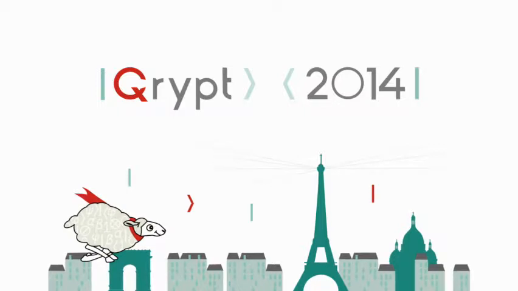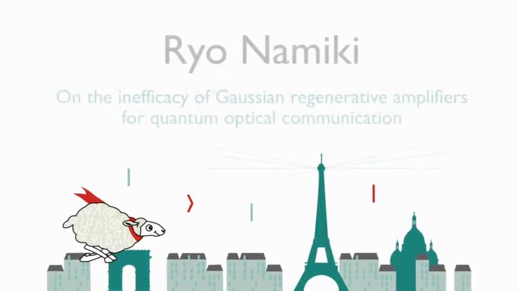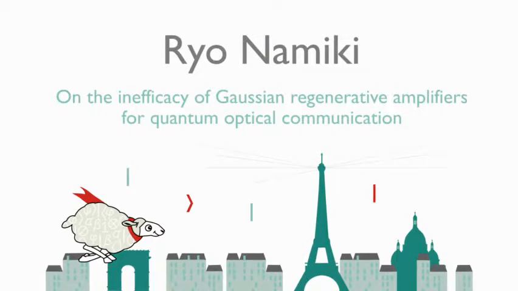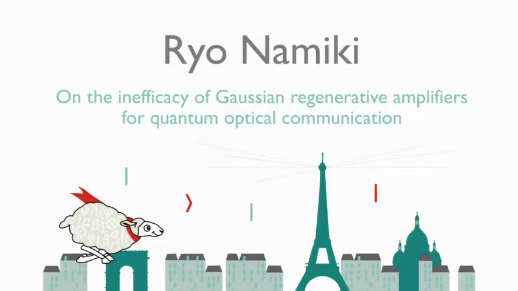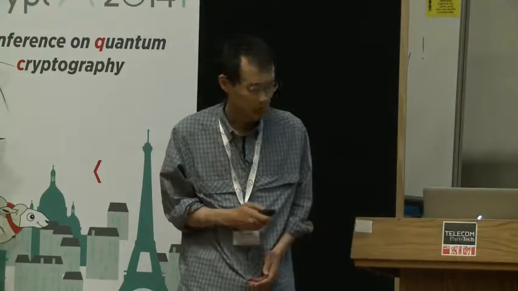Today I talk about the inefficacy of Gaussian regenerative amplifiers for quantum optical communication. This work is in collaboration with Oleg Gisbich, Saikat Guha, and Norbert Lütkenhaus.